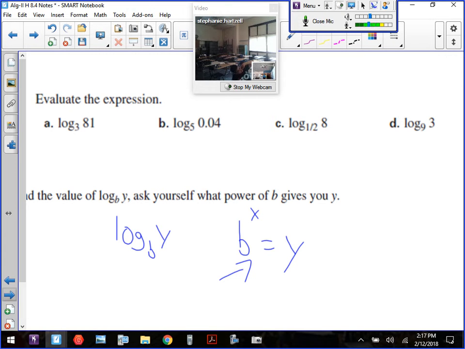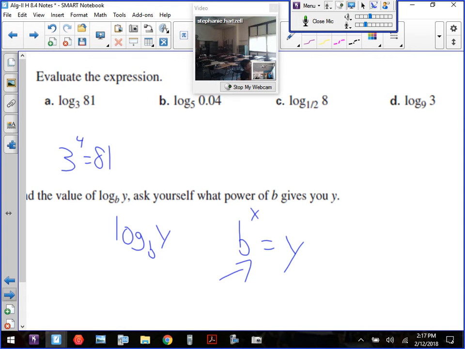3 to what power is 81? 4. Because what's 3 squared? Square that, you get 81. This is 3 to the 4th power, which is 81. Okay? So your answer would be 4.